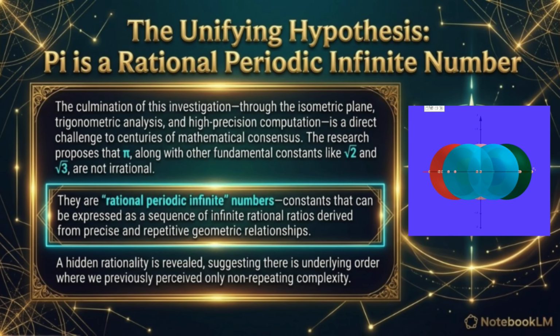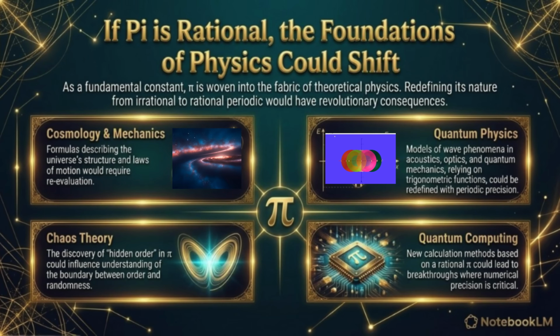So why does any of this matter outside of pure mathematics? Well, because pi is literally woven into the fabric of science. The equations that describe space-time and cosmology, wave functions and quantum physics, the limits of chaos theory, they all rely on pi. If you redefined its fundamental nature, from a symbol of randomness to one of hidden order, well, that could change our models of the universe and open up brand new paths in fields like quantum computing.